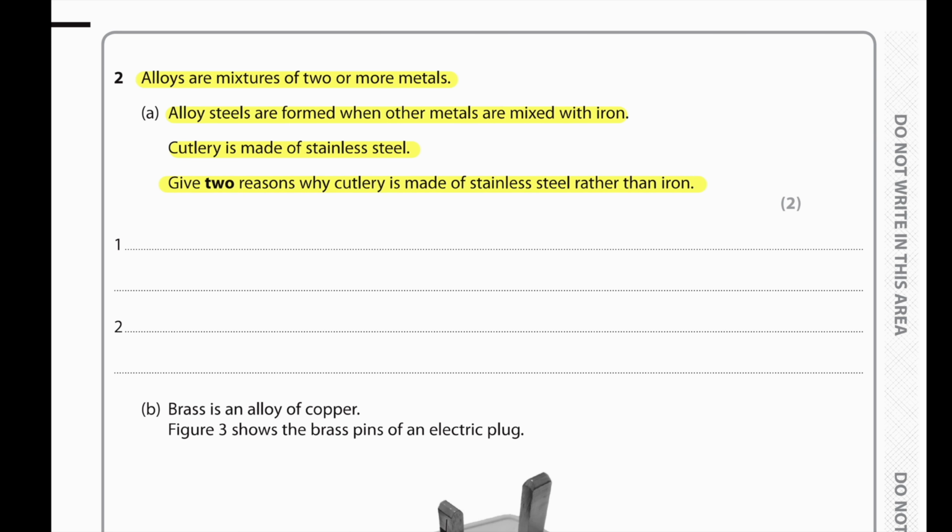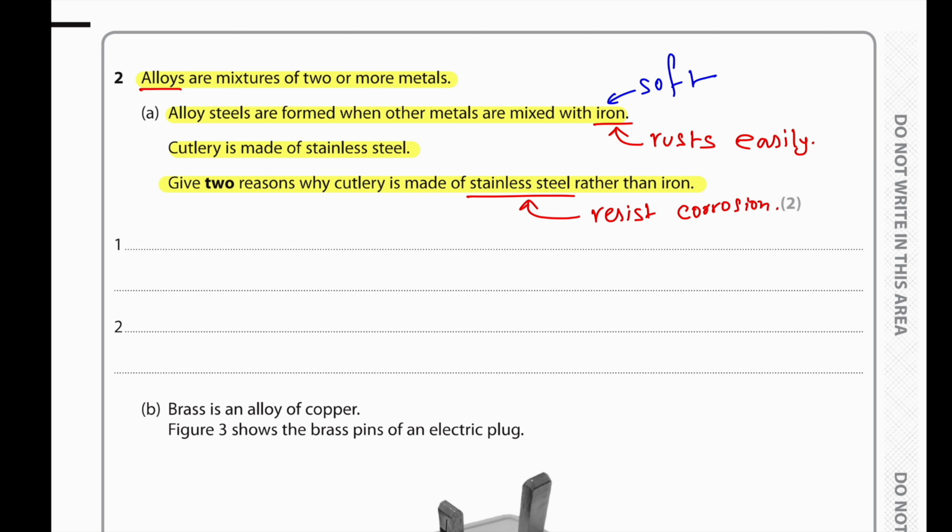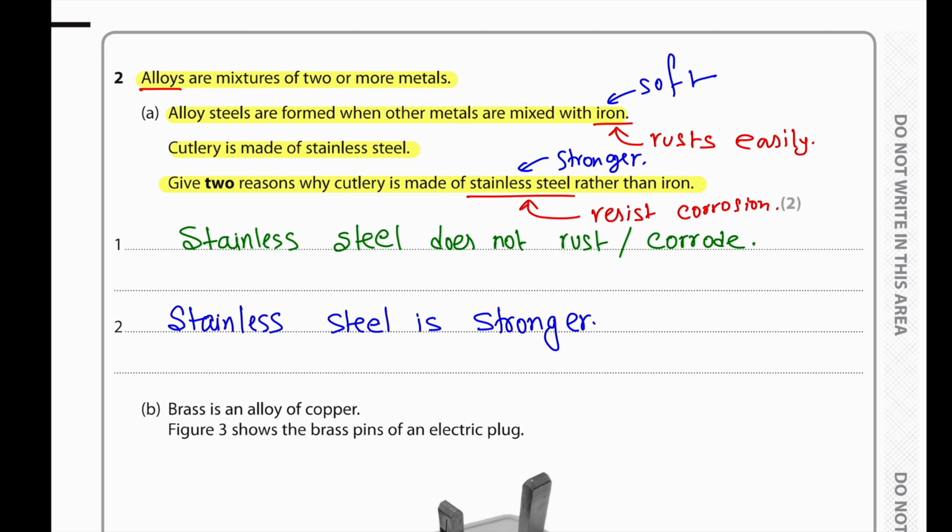So first of all, let's understand alloy. An alloy can be a mixture of two metals, which gives it different properties, which are not the same as the original metal that they came from. That means iron, which can rust very easily, when turned into stainless steel, will be able to resist corrosion. And also stainless steel is much stronger than iron. So iron is soft and stainless steel is stronger. So our answer should be in this way. Stainless steel does not rust or corrode. Stainless steel is stronger.